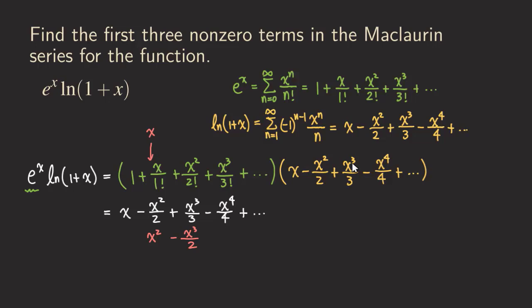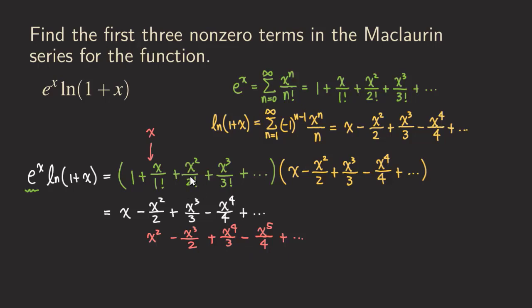x cubed, right? So we get x to the fourth, so plus x to the fourth, and then over 3. And then keep going, so x times negative x to the fourth over 4. So we are going to get, what is that? That's negative x to the fifth, and then over 4, and then plus, right? So that's that.